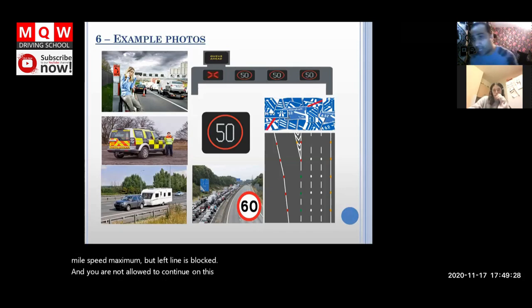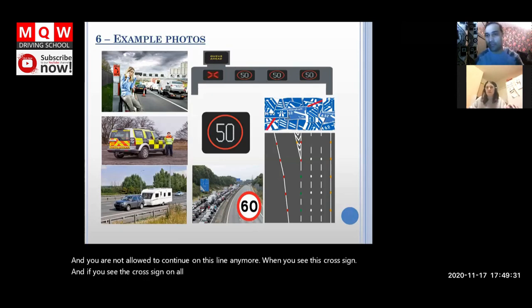And if you see the cross sign on all of them, then you must stop the car, don't go further. Maybe there's some kind of accident on the motorway.